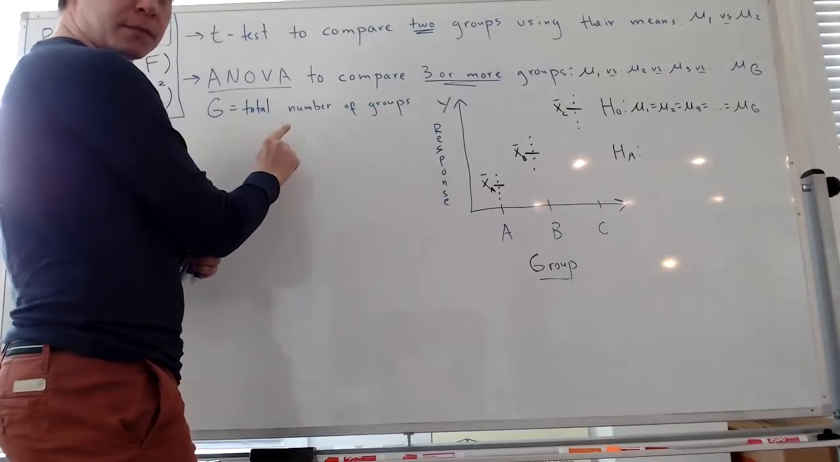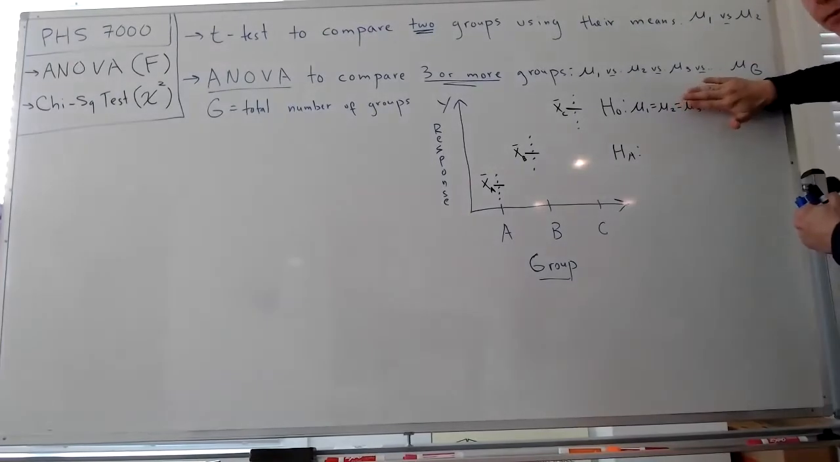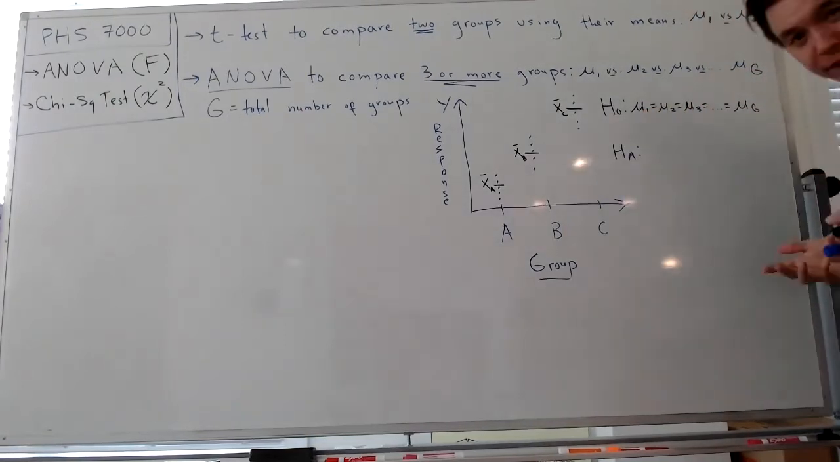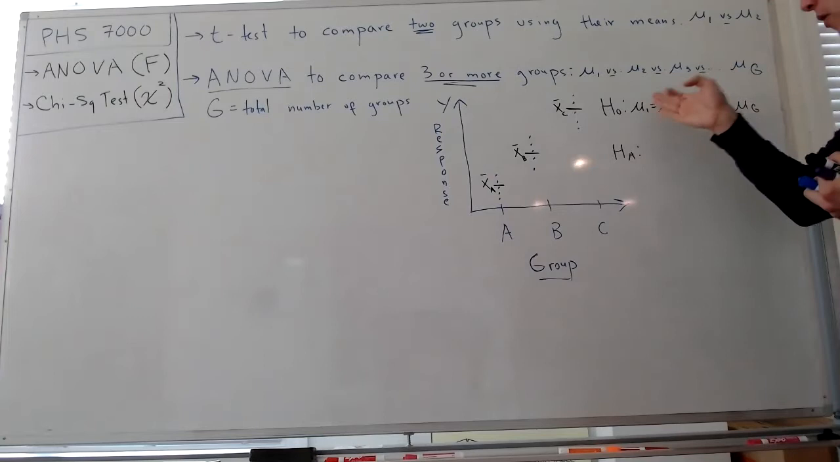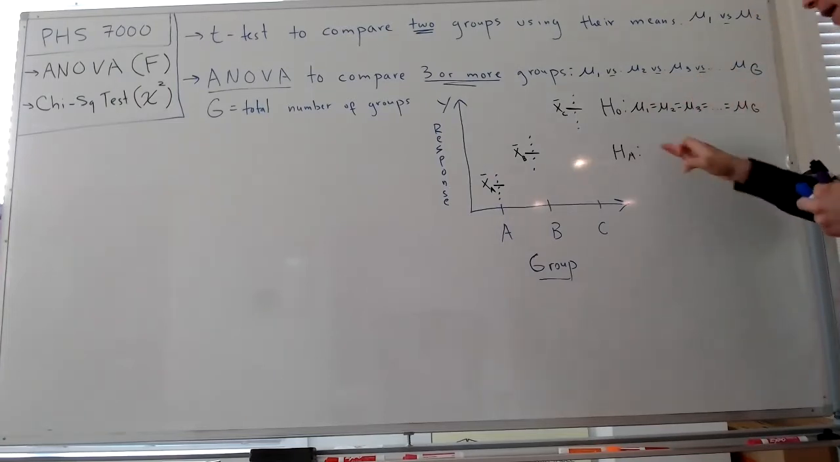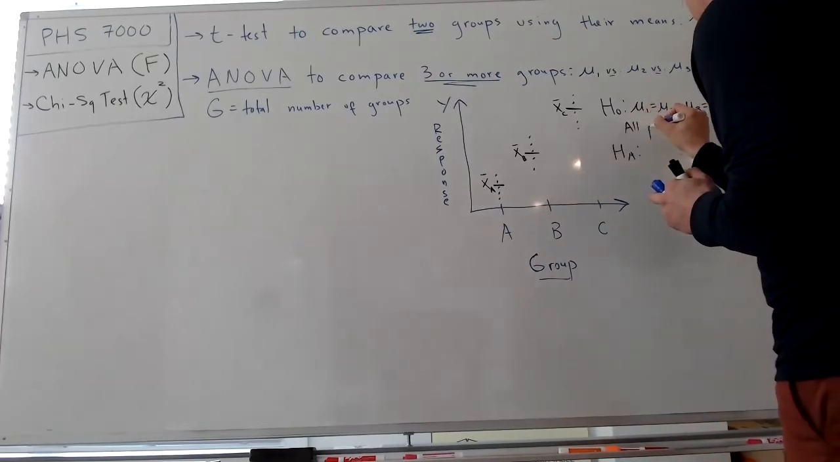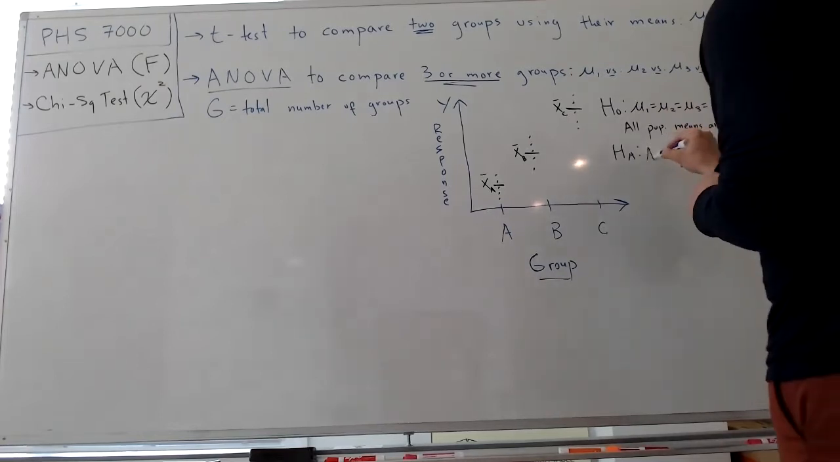total number of groups. And our null hypothesis, right? If we had a t-test, a null hypothesis would just be this. But with an ANOVA, our null hypothesis is actually quite strong, and that is that all of our G means, all of our group means are identical. And the alternative, let's write that down. All population means are identical. The alternative is at least one is different.